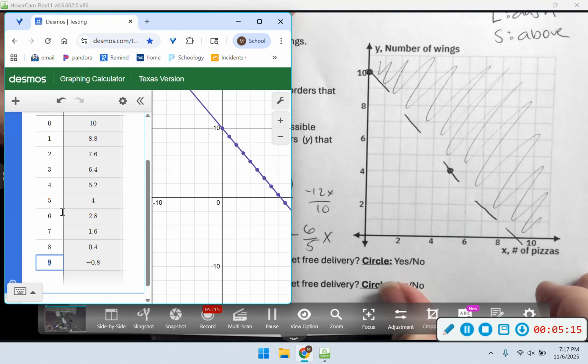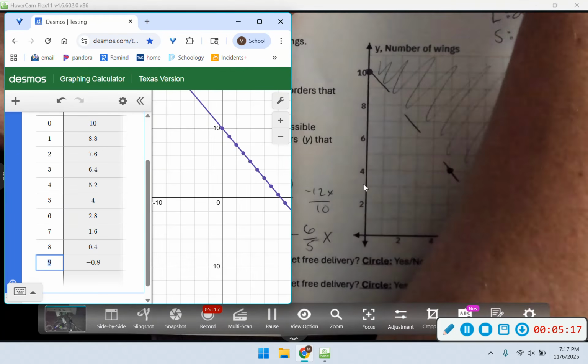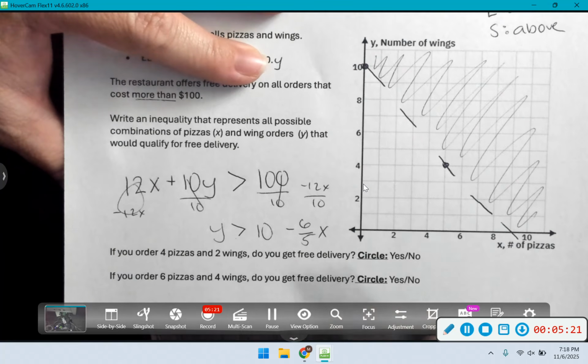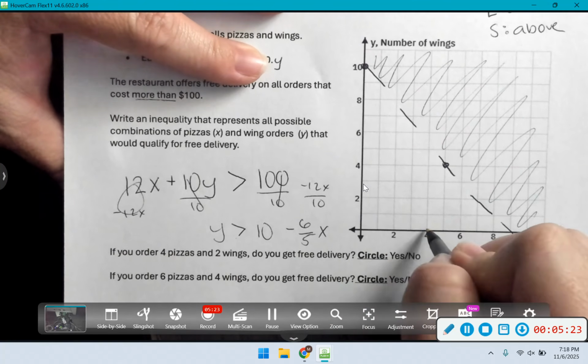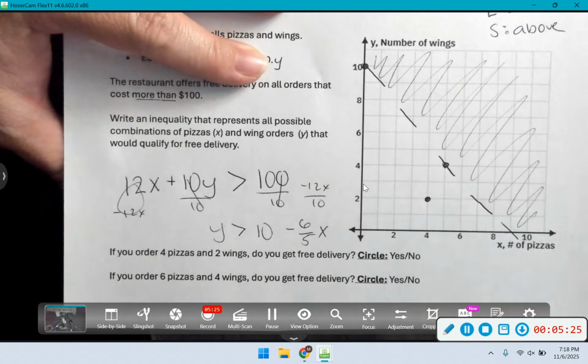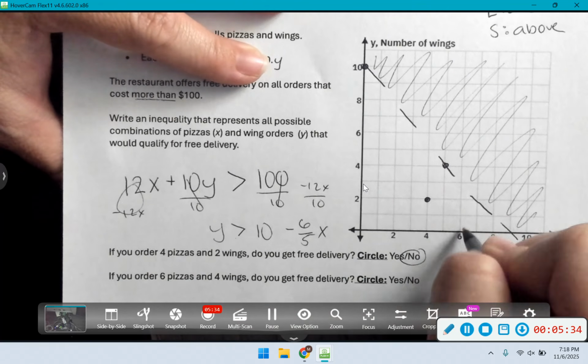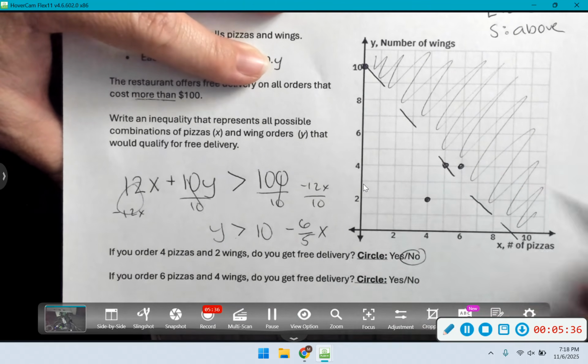So my last two questions here, which I don't need the calculator for, says if you order 4 pizzas and 2 wings. Well, x is pizza, so 4 pizzas and 2 wings would be here. Do you get free delivery? So no. Remember, it has to be in the shaded area, not even on the line. Okay, what if we order 6 pizzas and 4 wings? 6 pizzas, 4 wings, that is in the shaded area, so that would be yes.